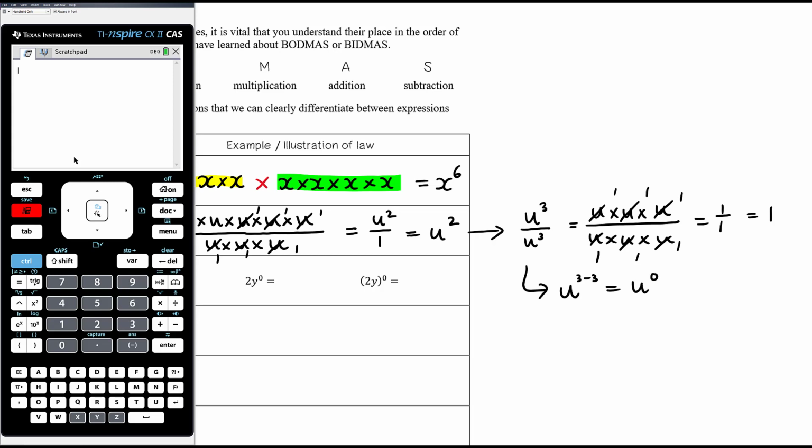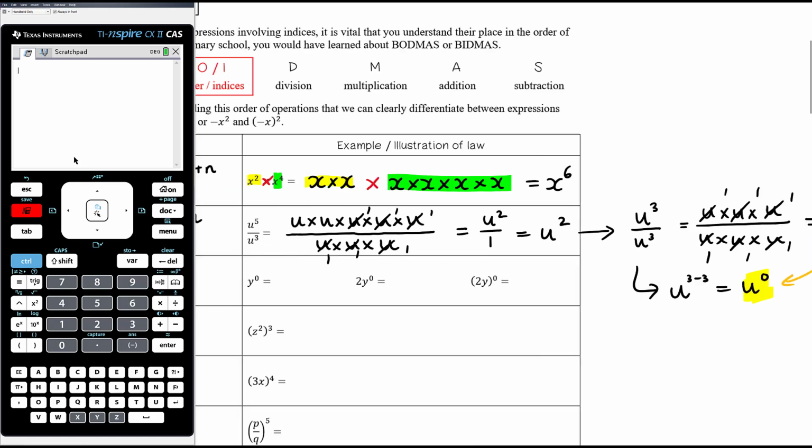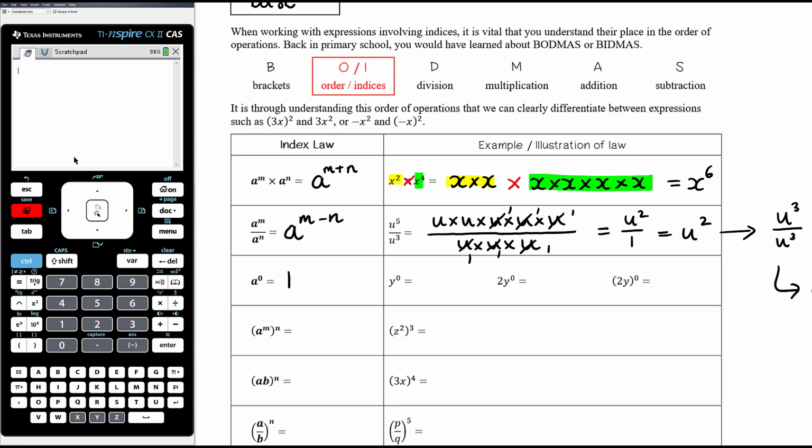And so what we see is by considering this same problem in two different ways, we get u to the power of 0 one way, and we get 1 the other way. And so therefore, those two things must be equal to each other. Okay, and therefore u to the power of 0 is 1. So a to the power of 0 is 1. y to the power of 0 is therefore 1.